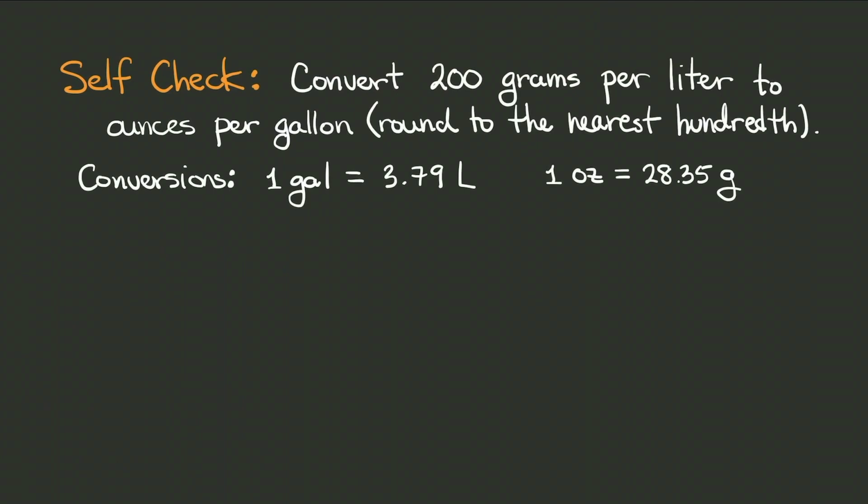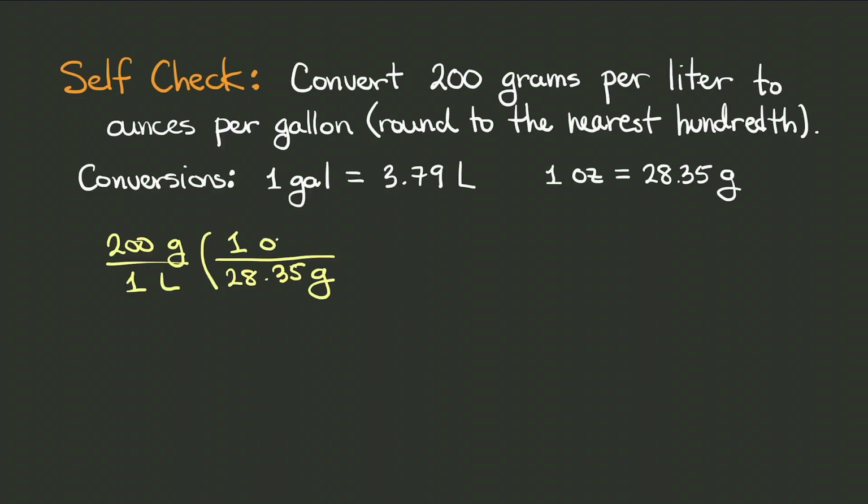So we're starting with 200 grams per liter. So our ratio looks like 200 grams over 1 liter. We need to switch the weight units to ounces. And so what we're going to do is multiply by the ratio that we get using the conversion 1 ounce is equal to 28.35 grams. Now we're going to put grams in the denominator so that they'll cancel with the grams in the numerator.